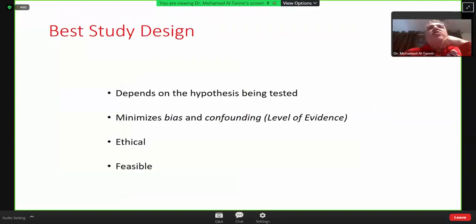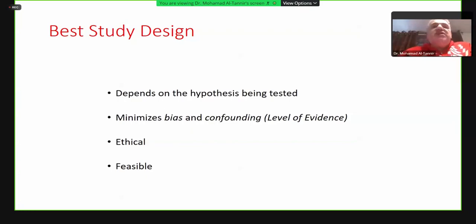The effect of fluoride toothpaste on dental cavities, the best study design is a prospective cohort study. So this hypothesis, or research question really, is essential in deciding what study design to select. The best study design, as we said, minimizes biases and confounding, and then it will help to leverage the level of evidence.